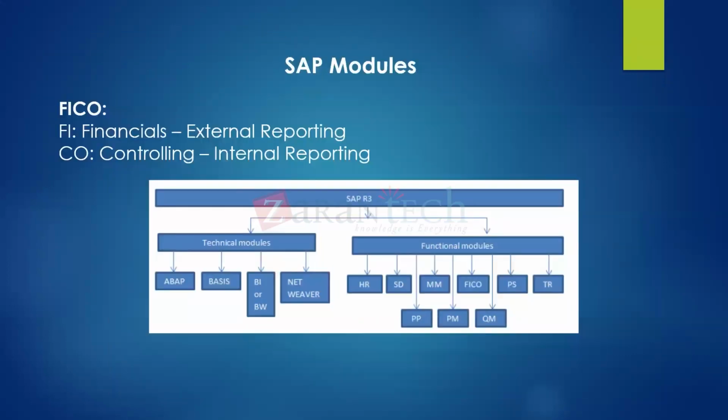So in SAP, we have many modules like FICO. FI stands for financials, which is used for external reporting, and CO stands for controlling, which is used for internal reporting. On the technical side, we have ABAP. ABAP is the coding and programming language for SAP. So if we need to develop any reports in SAP, we must use the ABAP language.